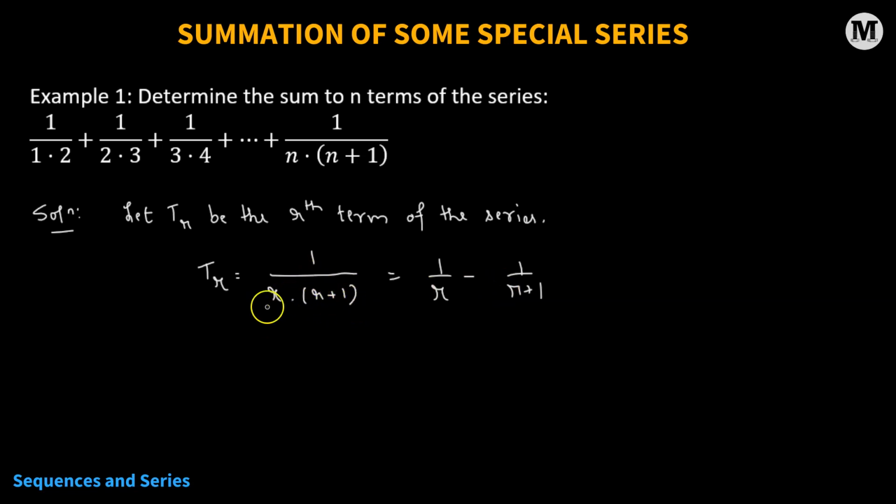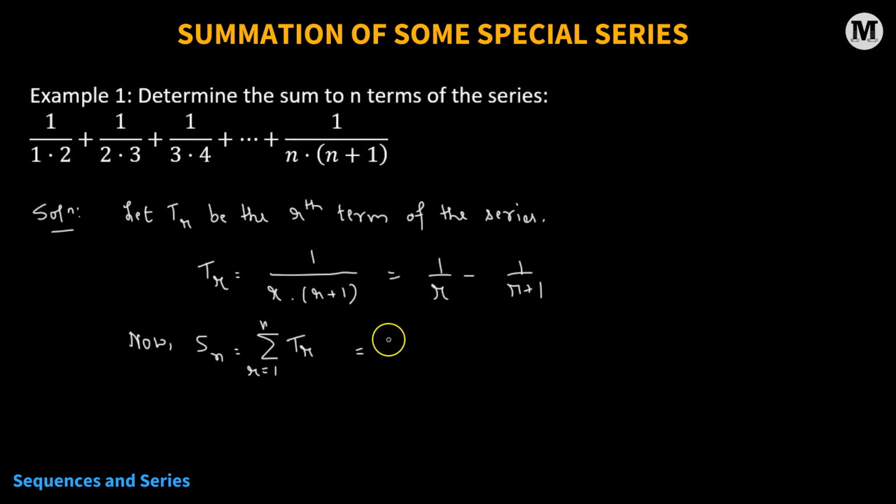Now, the reason why we considered the rth term instead of the nth term is that in order to find the sum to n terms, we'll be taking help of tr. That means we'll take the summation of the rth term such that the index r goes from 1 to n. In other words, what we have to do is find the summation of 1 over r minus 1 over r plus 1, with r going from 1 to n.